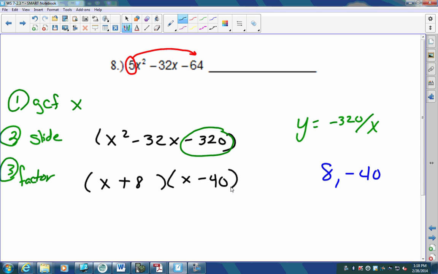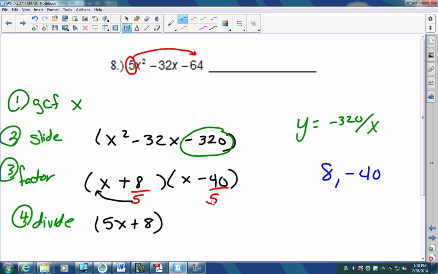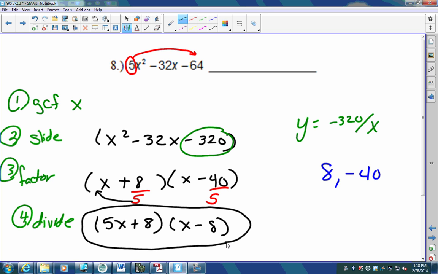Here's what I think you guys are going to do. You're going to forget, and you're going to leave this like that. You cannot forget that when you slid, now you have to divide. What am I dividing? By what number? 5. Does 8 divided by 5, is that a whole number? No, so put the 5 in front of the x. What about 40 divided by 5? Yeah, buddy. X, oh, not plus 8, minus 8. Whoop, there it is.